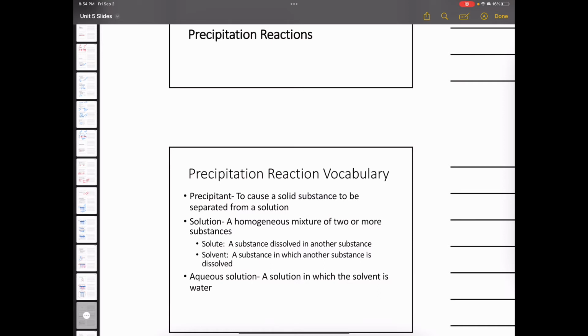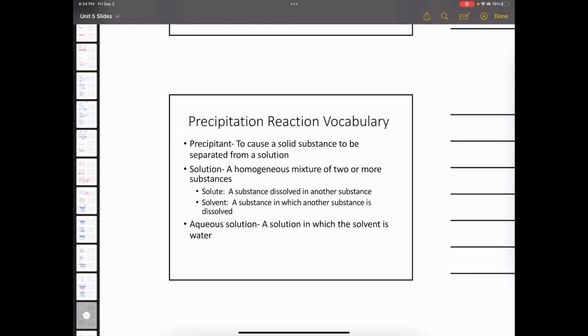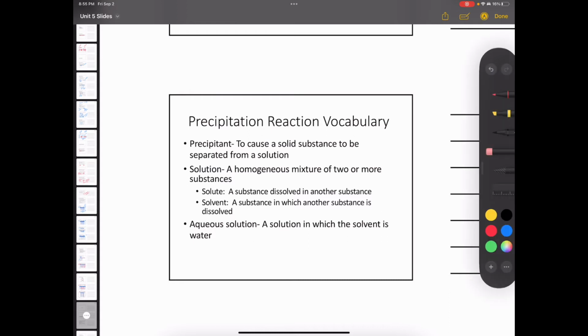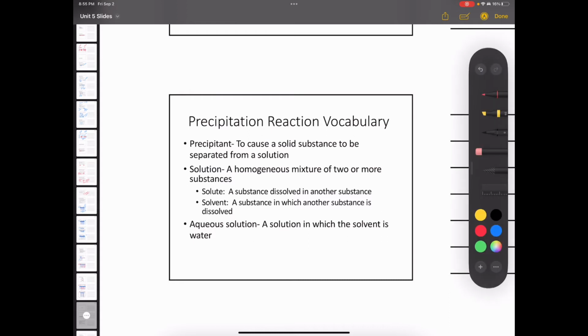Okay, so before we do any examples, let's first get introduced to some definitions. First, a precipitant: to cause a solid substance to be separated from solution. So we will see that in a couple labs to come, that when you react two salts together, all of a sudden, a white solid material starts forming in the solution, and later on, this material starts settling at the bottom of your solution. So we call that a precipitant.